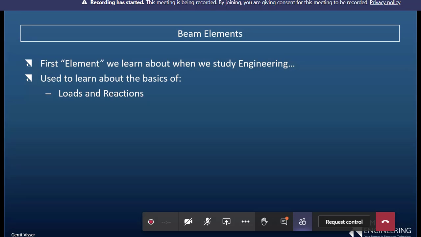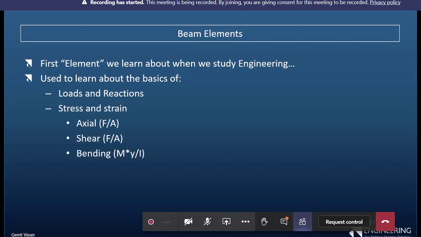So we use these beam elements to learn the basics of loads and reactions. Yes, I know if you do statics, we don't even look at elements themselves. But exactly what we learn in statics transfers directly once we start looking at beam elements. So the applied loads and the reaction forces should perfectly balance. One of the first things that we learn in engineering.